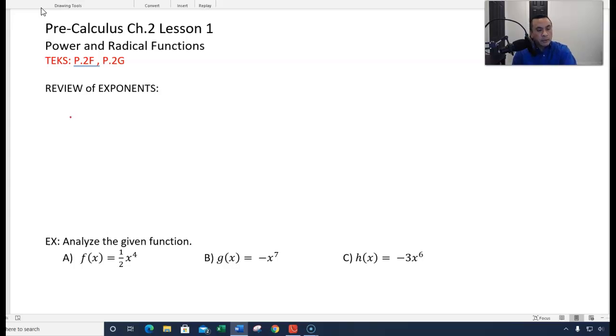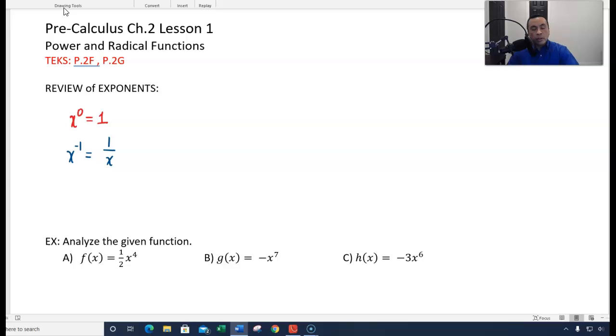For example, x to the 0 power. Anything to the 0 power is a 1. That is an Algebra 2 topic that we cover. Another concept about exponents is that when you have, let's say, a negative exponent, like x to the negative 1, it means 1 over x.